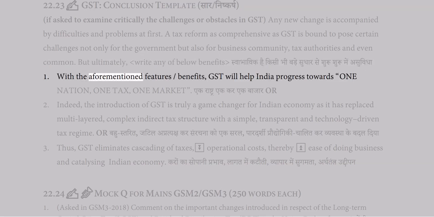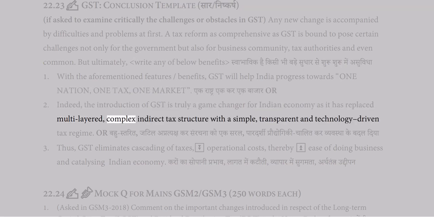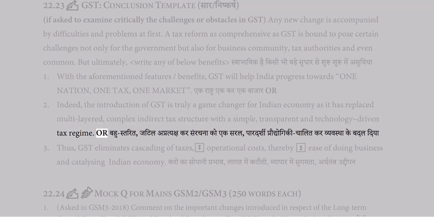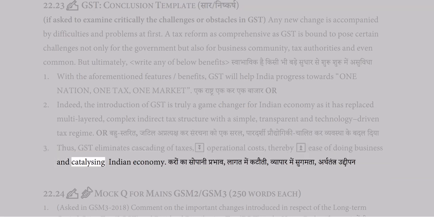1. With the aforementioned features and benefits, GST will help India progress towards one nation, one tax, one market. Or 2. Indeed, the introduction of GST is truly a game changer for the Indian economy as it has replaced a multi-layered, complex indirect tax structure with a simple, transparent and technology-driven tax regime. Or 3. Thus, GST eliminates cascading of taxes, reduces operational costs, thereby increasing ease of doing business, and catalyzing the Indian economy.